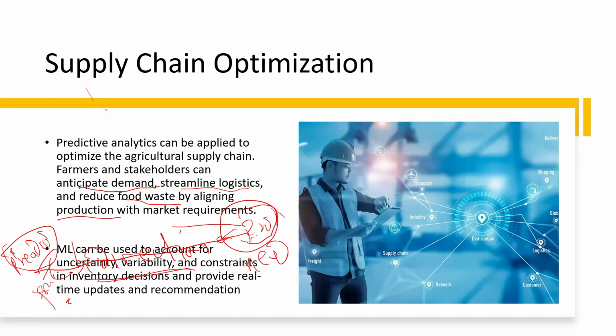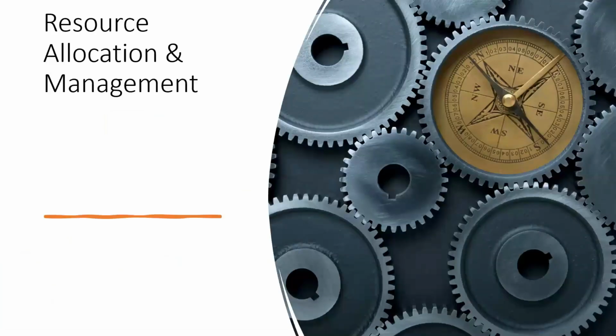Also, machine learning can be used to account for uncertainty, variability, and constraint in inventory decisions and provide real-time updates and recommendations. A lot of these have been used already by a lot of conglomerates on how machine learning can help them to optimize their supply chain system. So why can't we also use it in crop production, sales and management?